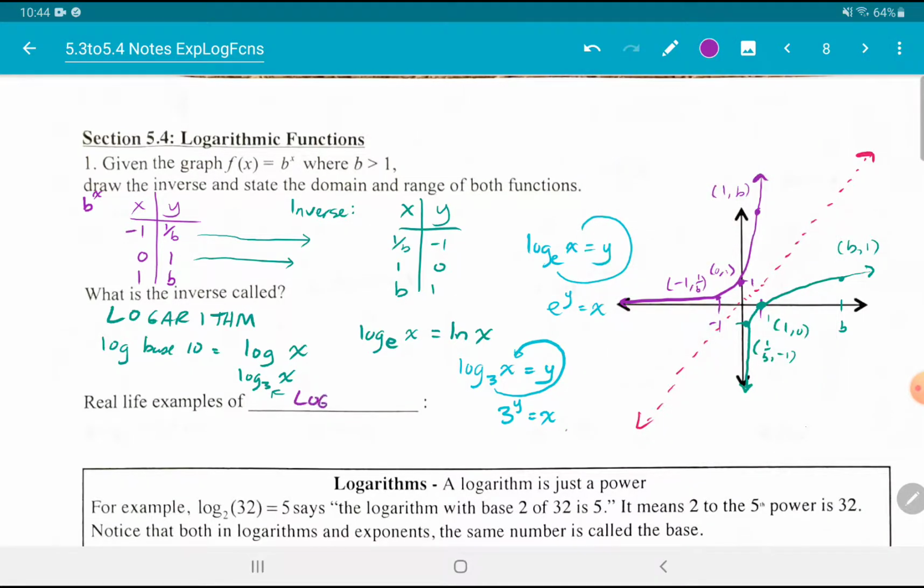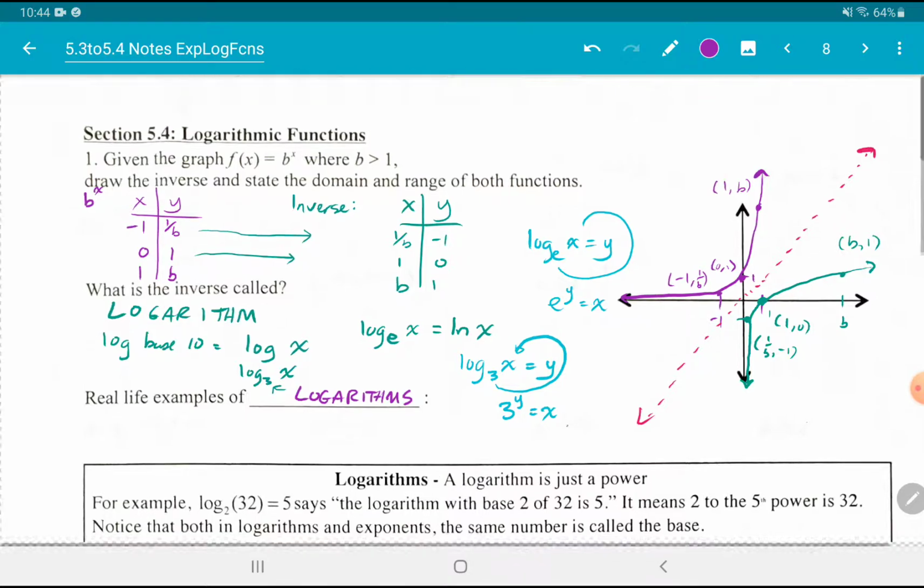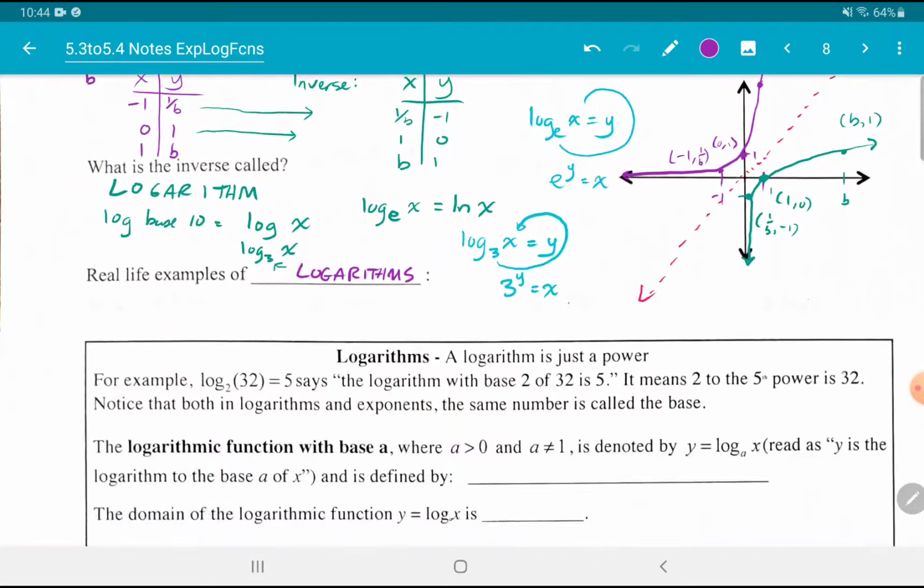All right, so some real-life examples of logarithms. What are some real-life examples of logarithms? Well, here in the Bay Area, one thing that we're very familiar with is earthquakes, and we measure earthquakes using something called the Richter scale. And the Richter scale is using the power of logarithms to determine how strong an earthquake is.